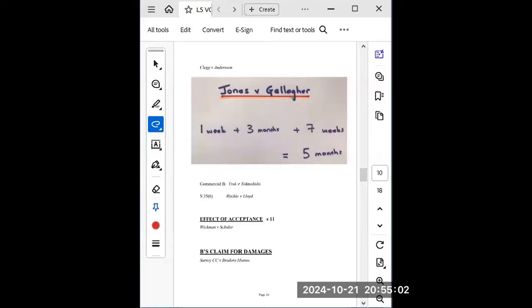Note section 35, subsection 6. 35 sub 6 says, the buyer does not lose his right to reject goods merely by letting the seller try to repair them. The House of Lords case authority is Ritchie against Lloyd. There's only the one case on this point.